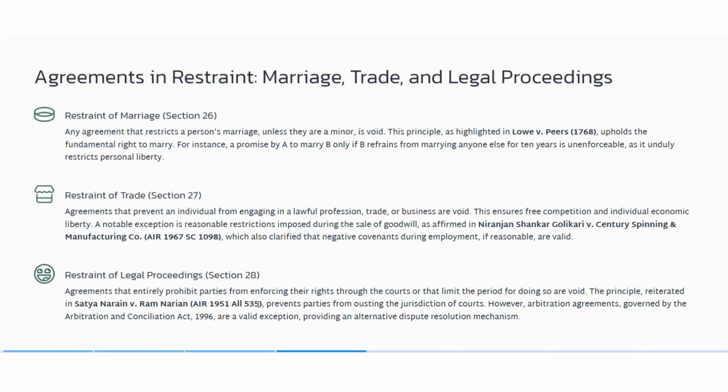Section 28 makes any agreement void which is in restraint of legal proceedings. Agreements that entirely prohibit parties from enforcing their rights through courts, or limit the period for doing so, are void. The principle reiterated in the Satyanarayan versus Ramnarayan case prevents parties from ousting the jurisdiction of the courts. However, arbitration agreements governed by the Arbitration and Conciliation Act are a valid exception, providing an alternative dispute resolution mechanism.